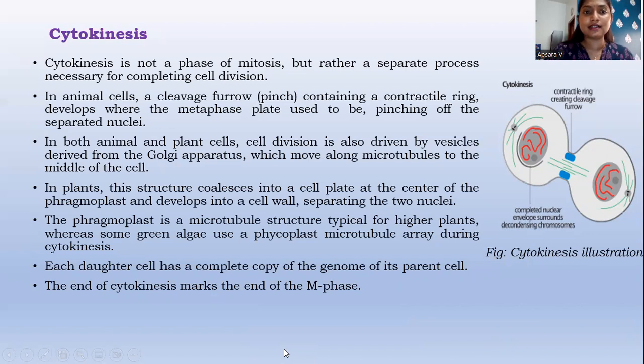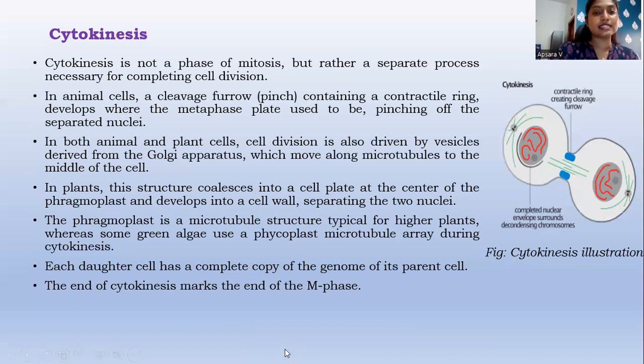In animal cells, a cleavage furrow or a pinch, which contains a contractile ring, develops where the metaphase plate used to be, pinching the separated nuclei. In both animal and plant cells, cell division is also driven by vesicles derived from the Golgi apparatus, which move along the microtubules to the middle of the cell. In plants, this structure coalesces into a cell plate at the center of the phragmoplast, and it develops into a cell wall separating the two nuclei.